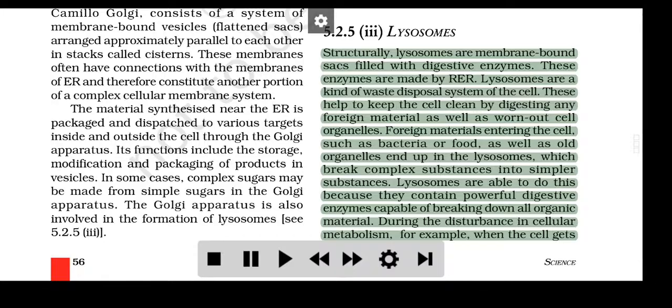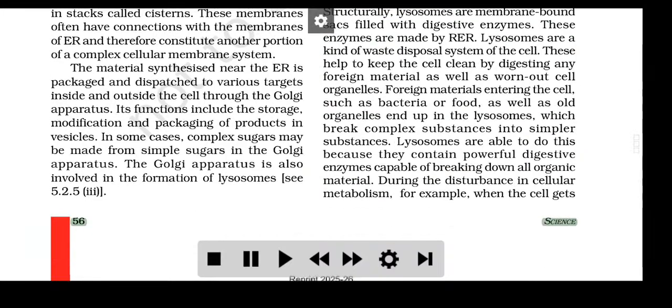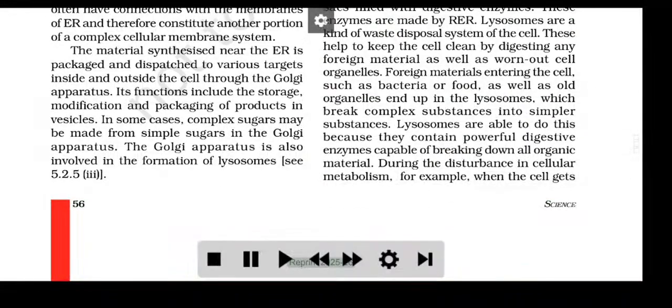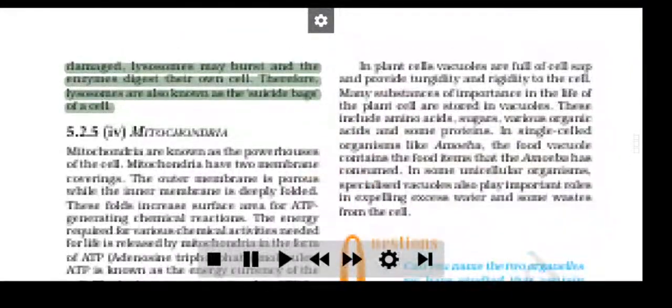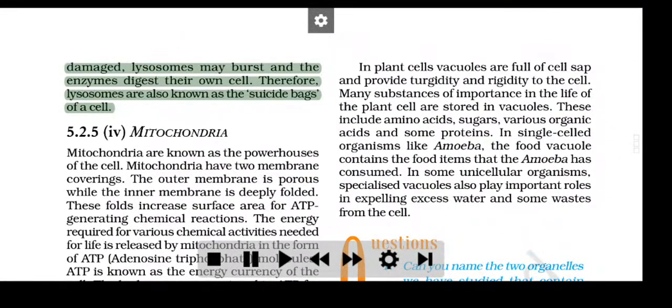Lysosomes are able to do this because they contain powerful digestive enzymes capable of breaking down all organic material. During the disturbance in cellular metabolism, for example, when the cell gets damaged, lysosomes may burst and the enzymes digest their own cell. Therefore, lysosomes are also known as the suicide bags of a cell.